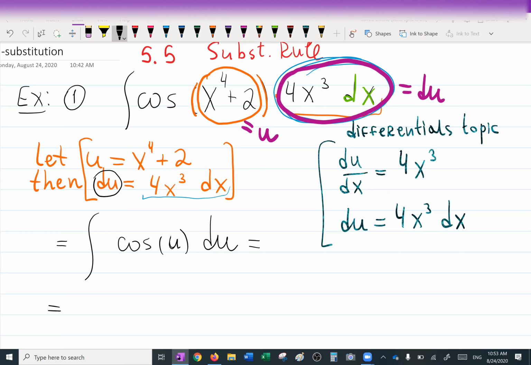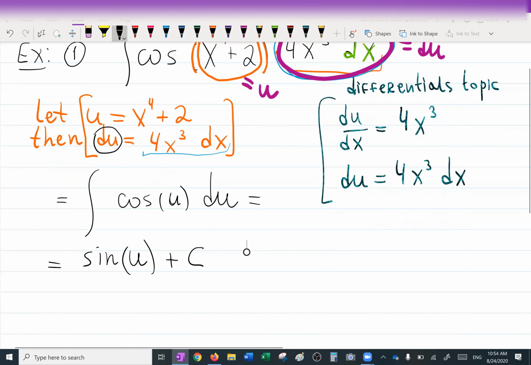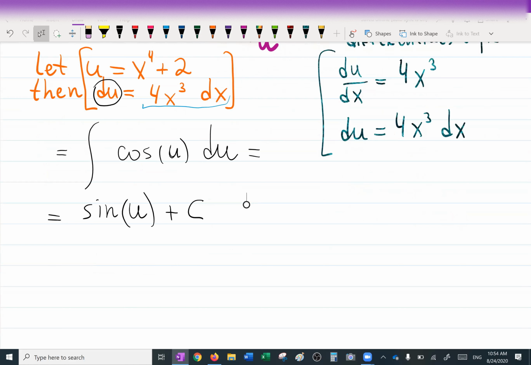The integral of cosine is sine or minus sine, which one? To check, you differentiate. The derivative of sine is plus cosine. So the answer is just sine of u. You see, not x. We're integrating cosine in terms of u. Don't forget plus C if it's an indefinite integral. And this is the answer in terms of u.